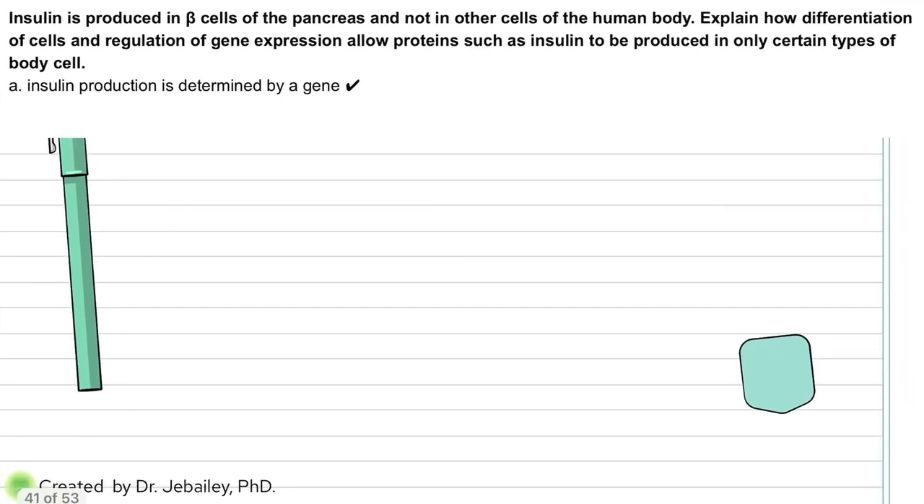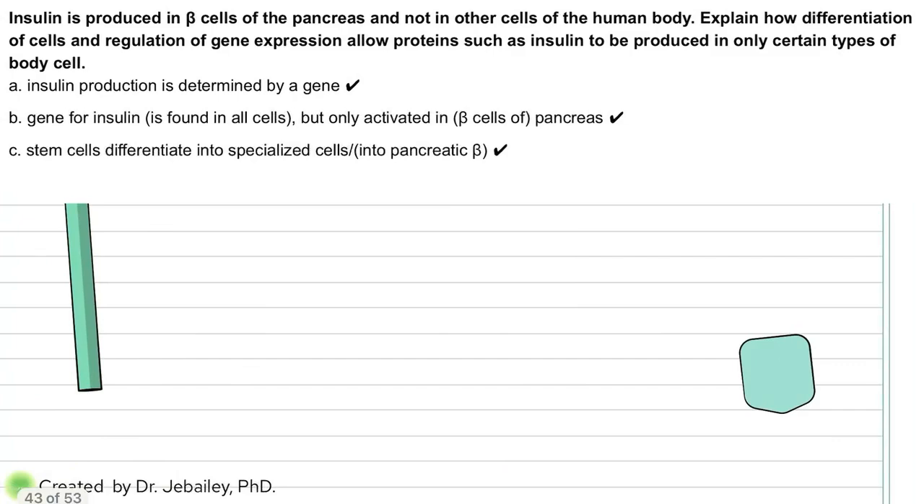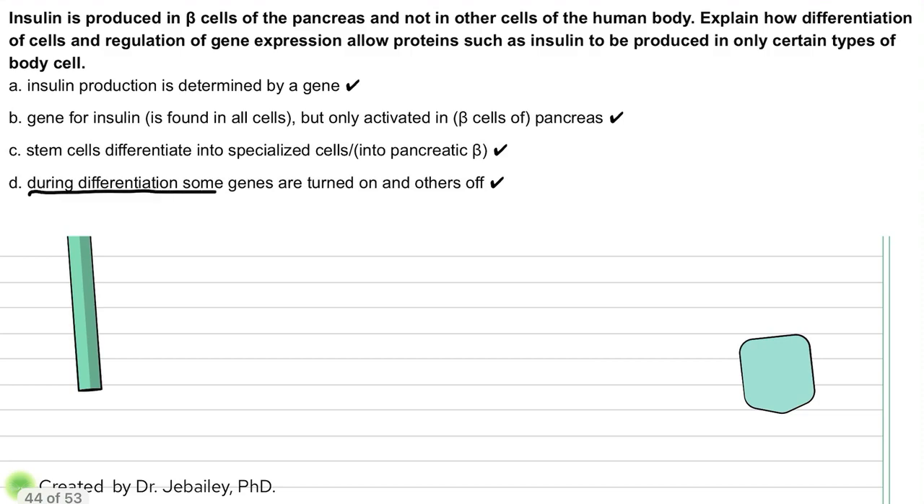So first, insulin production is determined by the gene. That's the whole process of saying you have to activate the gene to make insulin. Second, the gene for insulin is found in all cells, but only activated in the pancreas. Like I told you, you can find the gene in all cells, but it's only activated at the pancreas. Stem cells differentiate into specialized cells. So in this case, we're saying that the cell became a beta cell, and only the beta cells produce the insulin. Next, during differentiation, some genes are turned on and others off. That's what we showed here. When I showed the liver, the kidney, and the pancreas, only the pancreas turned on its gene.